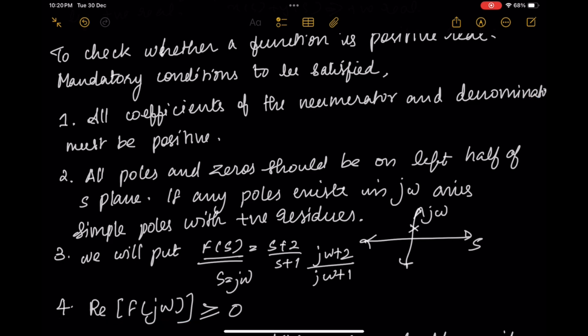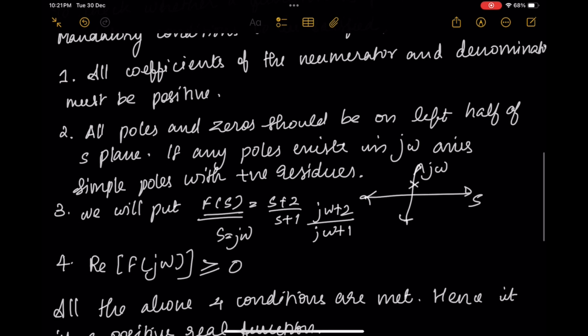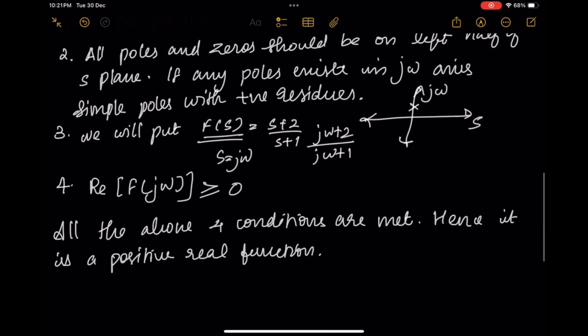If they are positive, our first condition is satisfied. Then the second thing, if all the zeros and poles lie on the left half of the S-plane, if it is satisfied, then we'll move on to the third criteria, that is we will put s equal to j omega, and we will take the real part of that function and check whether it's greater than or equal to 0. If all these four things we have done and all of them came out to be true, then we could say that the function is positive real. If any one of these conditions is not satisfied, we could say it is not a positive real function.